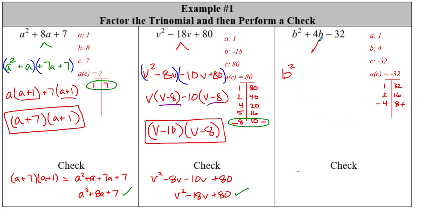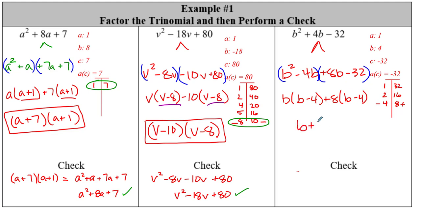We got b squared. We're going to split this up. This will be negative 4b. This is going to be positive 8b, and then minus 32. We're going to go ahead and group these. Boom and boom. Alright, so I now have b minus 4. I'm going to take out an 8, and then I got b minus 4. Alright, so we got b plus 8 and b minus 4. We are good to go.